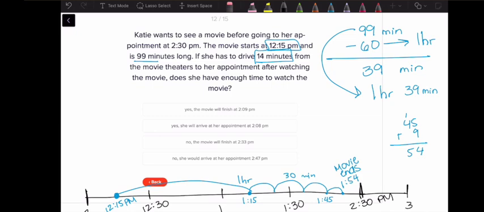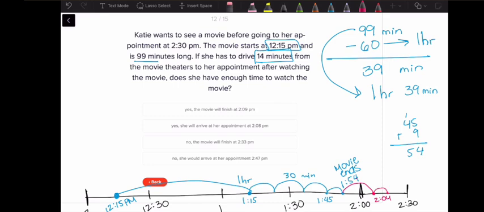So I'm going to need to extend my timeline here a little bit. Let's put that at 3 o'clock. So she needs to drive 14 minutes. So from 1:54, I'm going to add 10 minutes, landing me at, I'm sorry, I just realized my time here is a bit off. This is supposed to say 2 o'clock, and this is supposed to say 2:30. That makes way more sense. I apologize for that. So this lands us at 2:04.